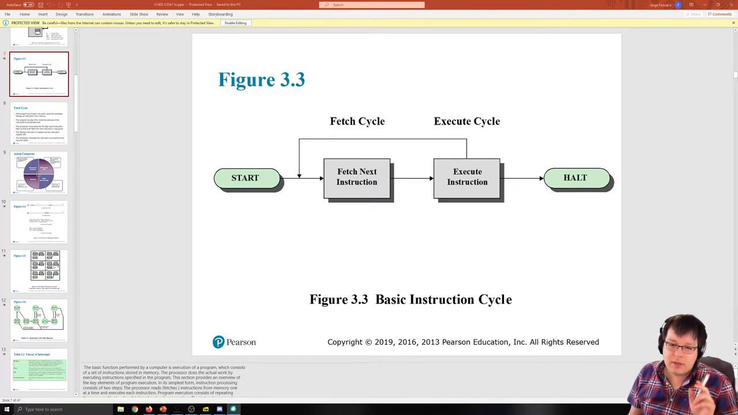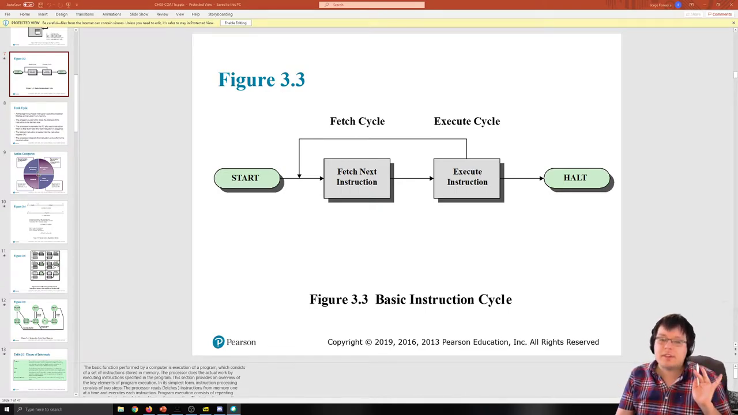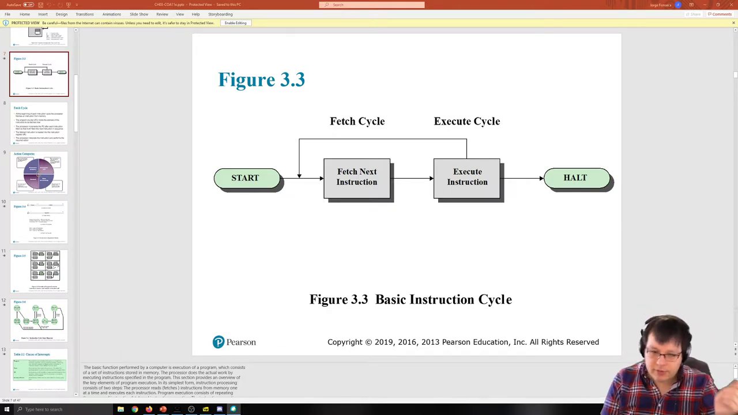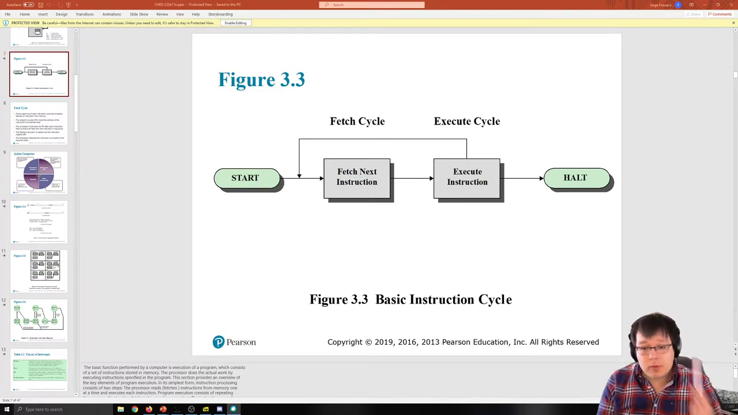But first, to understand how even pipelining works, we need to understand how the process of feeding stuff to your CPU works. In the most basic, simplest sense, when you need to do something with your processor, you need to tell it what you want to do, and then it does it. That's the most basic instruction cycle: you fetch an instruction, so basically what you want the processor to do, and then you execute it, and then it's done, okay? So that's the most basic thing.